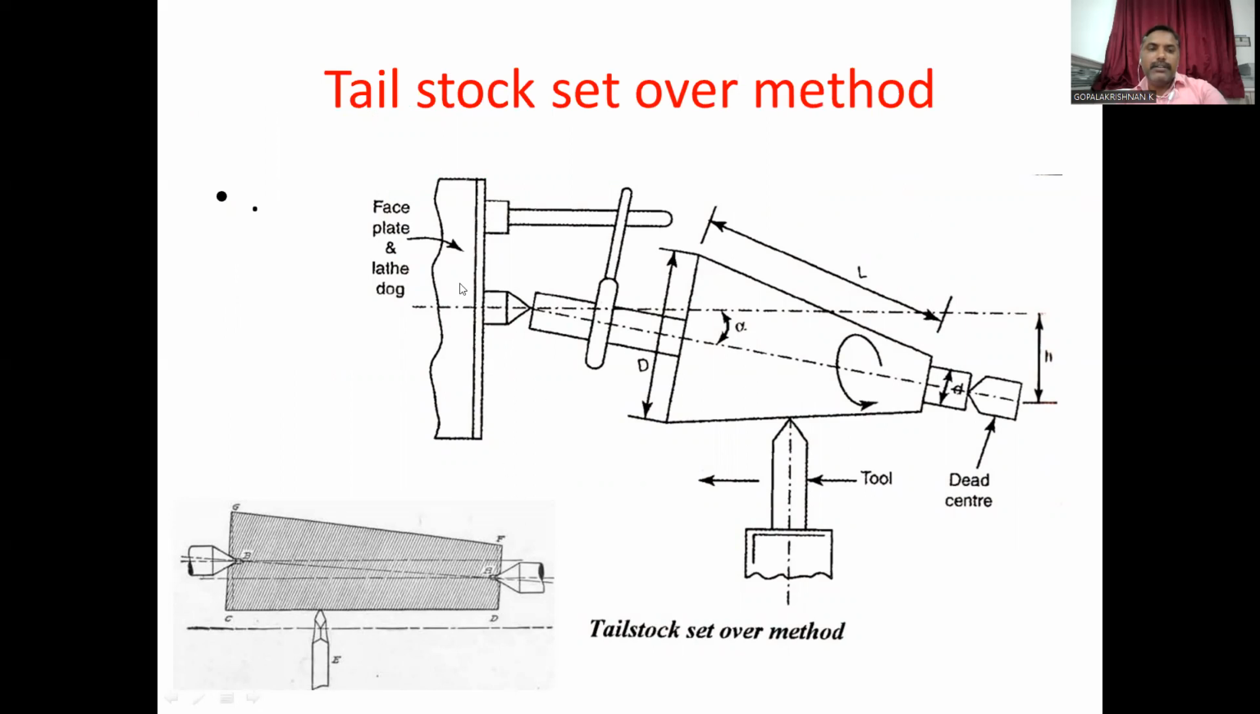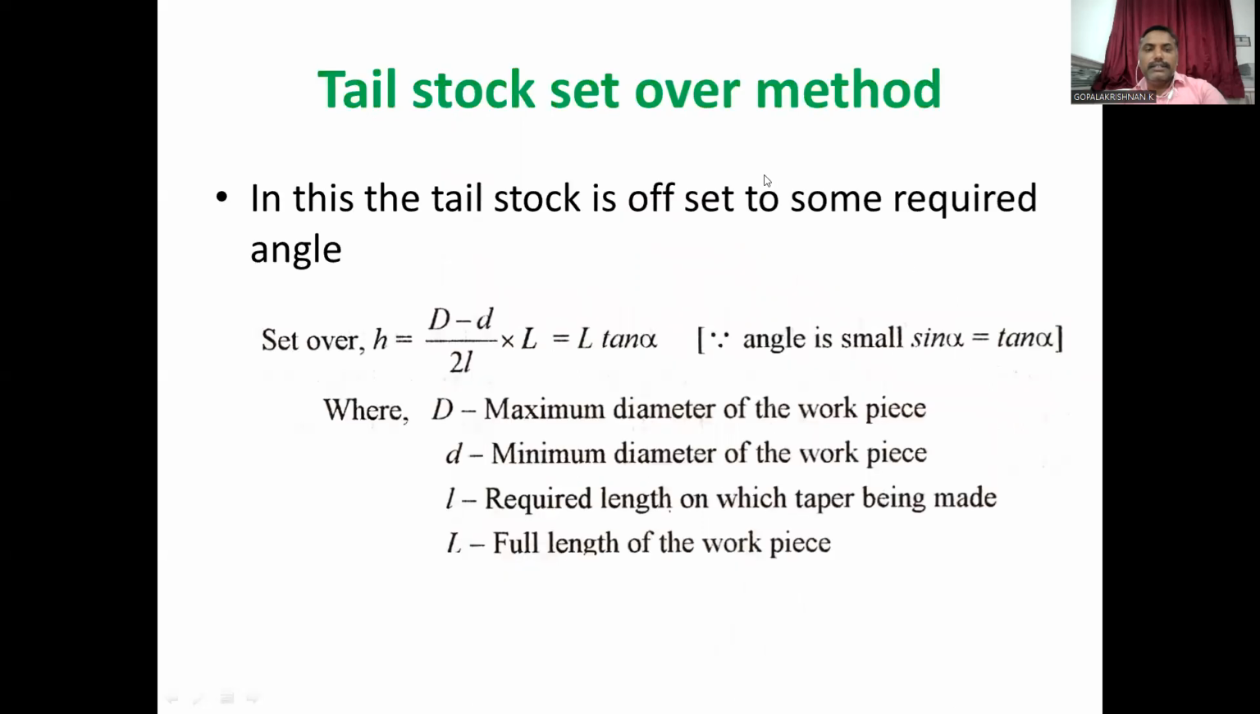Here the face plate is on the lathe, and here the taper tool is attached, and the dead center is there. In this method, the tailstock is offset to some required angle. Here set over H is equal to (D minus d) divided by 2L, into capital L, equal to L into tan alpha. Angle is small, that is sin alpha is equal to tan alpha.